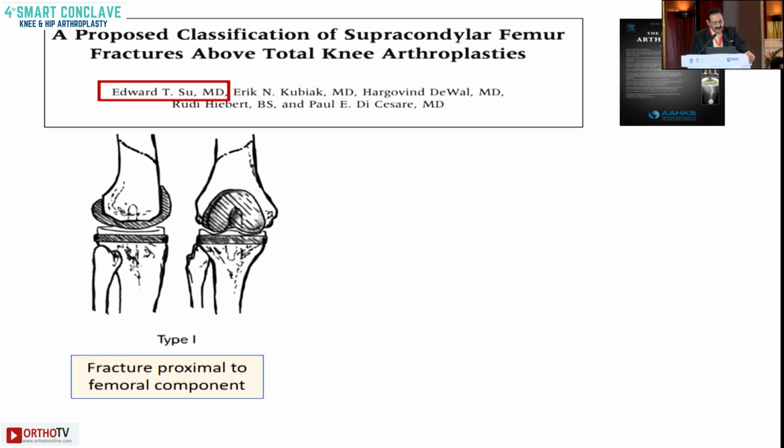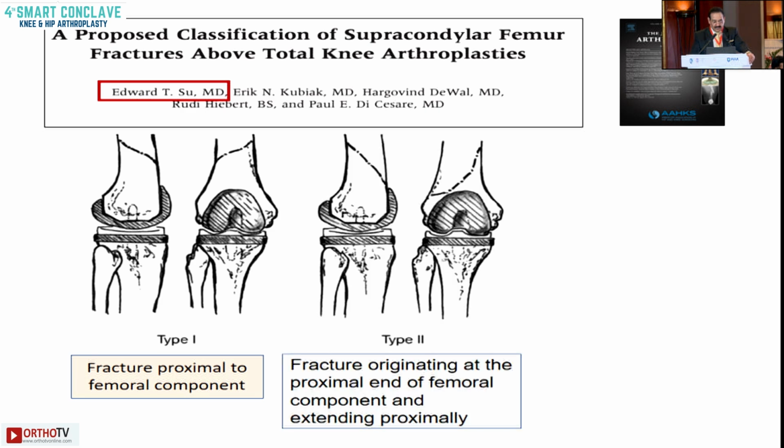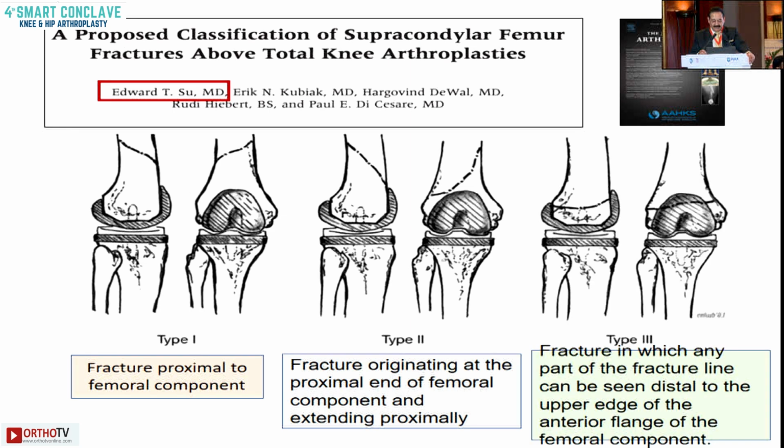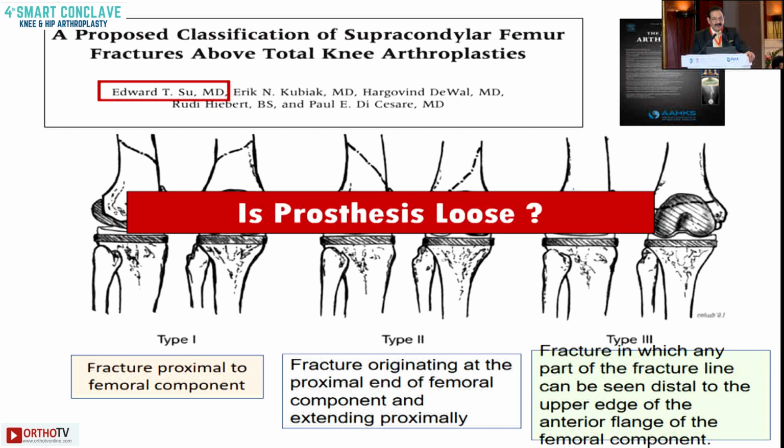very practical. It has three categories. Type 1, fracture proximal to the femoral component. Type 2, when the fracture originates at the proximal end of the femoral component and goes proximally. And type 3, where the fracture originates distal to the top end of the flange of the femoral component and goes distally. And in all these three categories, it is a must to see if the prosthesis is loose.